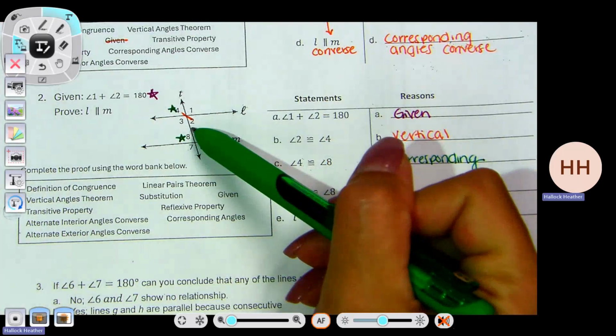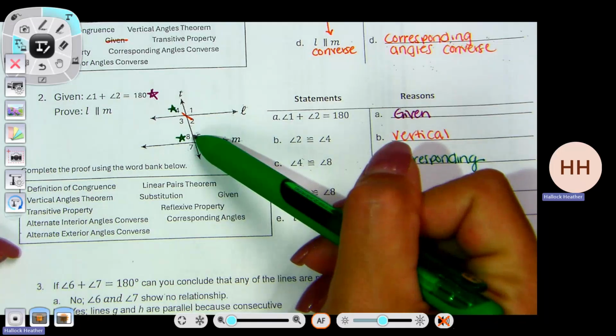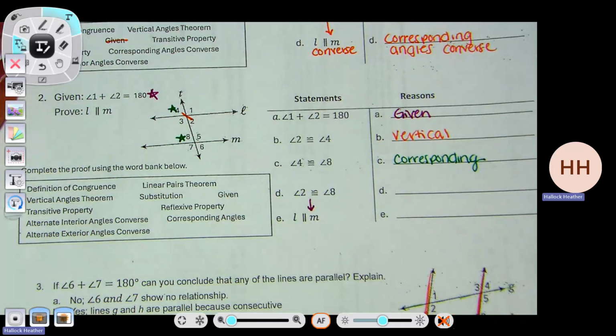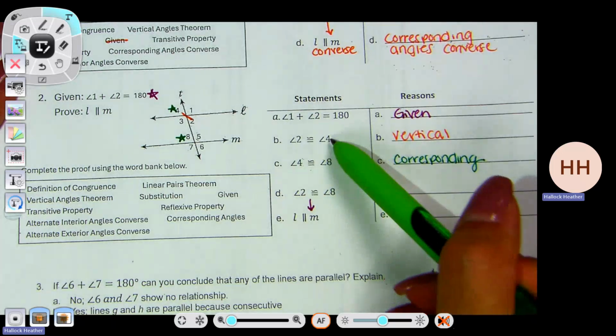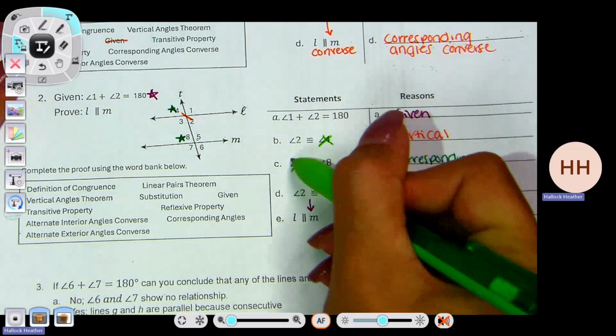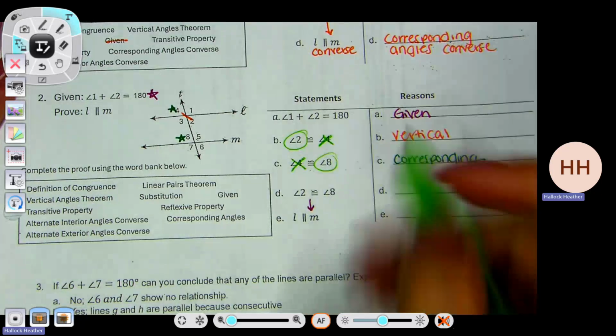They are alternate interior, but that's not an option. Alternate interior angles converse. It is transitive. Transitive property removes the middleman. So it says 2 is equal to 4, 4 is equal to 8. I can remove 4. I know, that's going to get you every time. 2 is congruent to 8, so that's transitive.